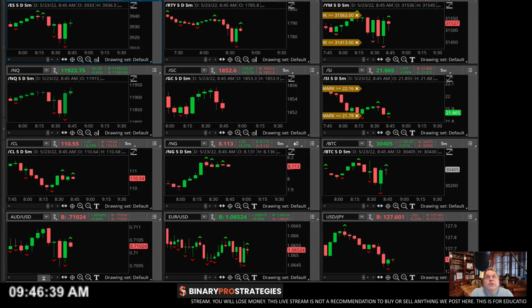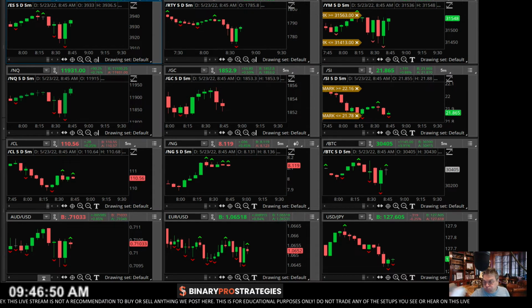Possible another short coming up on the US yen. Let's see if we can catch this if this pattern holds. Whenever you see those double red O's together, it's usually a really good trade setting up for a short.